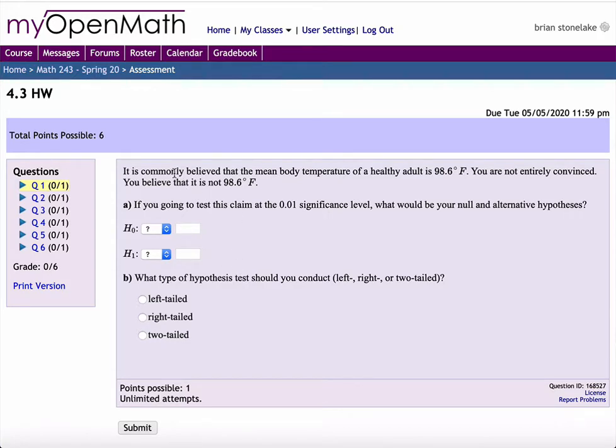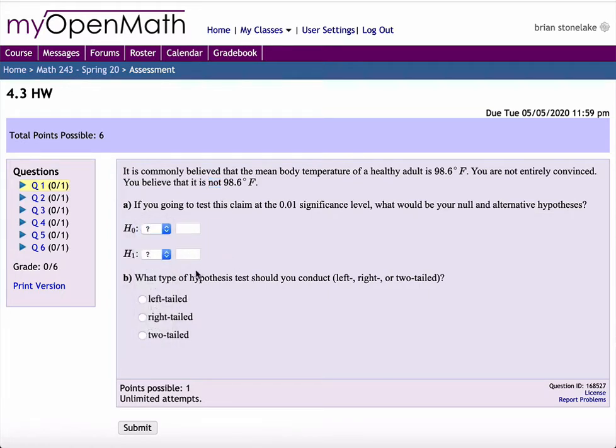So you read through here. It is commonly believed that the mean body temperature is 98.6. You're not convinced. You believe that it is not 98.6. So to be clear here, it's not that you believe that it's less than 98.6 or greater than 98.6. Your claim is just that it's different than 98.6. And maybe with that information, you can figure out your null hypothesis, what symbol is on the left, and then what mathematical symbol is in the middle, and then what number kind of goes on the right.